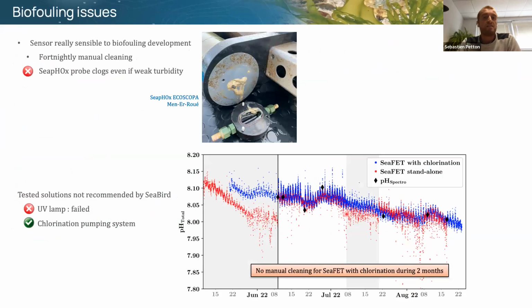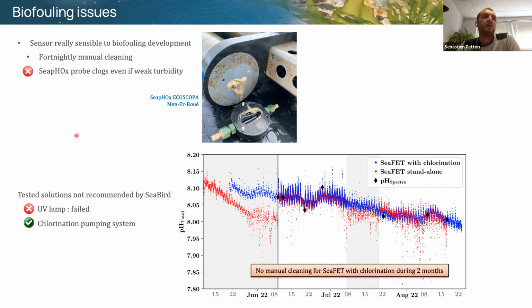Nevertheless, you may have noticed some gaps in the data, and this is mainly due to biofouling. So fortnightly manual cleaning is not sufficient at some times. So we tried different solutions. The first one, we used a SeaFox. The SeaFox from Seabird is an SBE37 clamped to the SeaFET. And it uses the TBT anti-fouling devices to protect the SeaFET sensors. But as you can see on the picture, after just 3 weeks in the low turbidity water, the whole system clogged. So it wasn't really good for us.